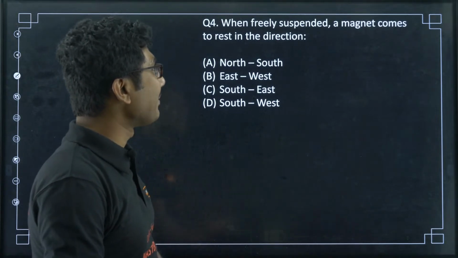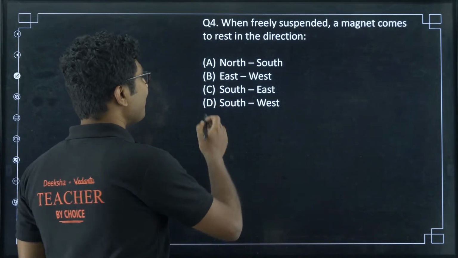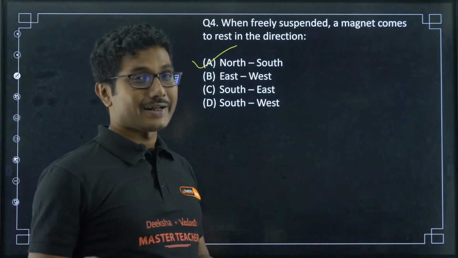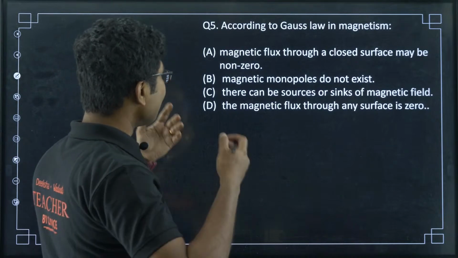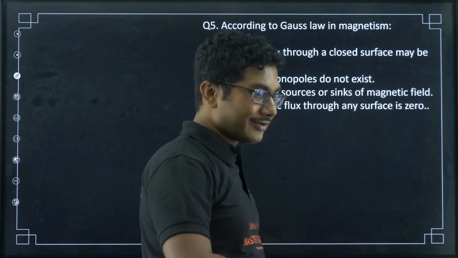This is the easiest question. When a freely suspended magnet comes to rest, it is in the north south direction. A freely suspended magnet comes to rest in the direction of north south. Easy question. Without any answer, I will move to question number 5. Question number 4 I will not check.